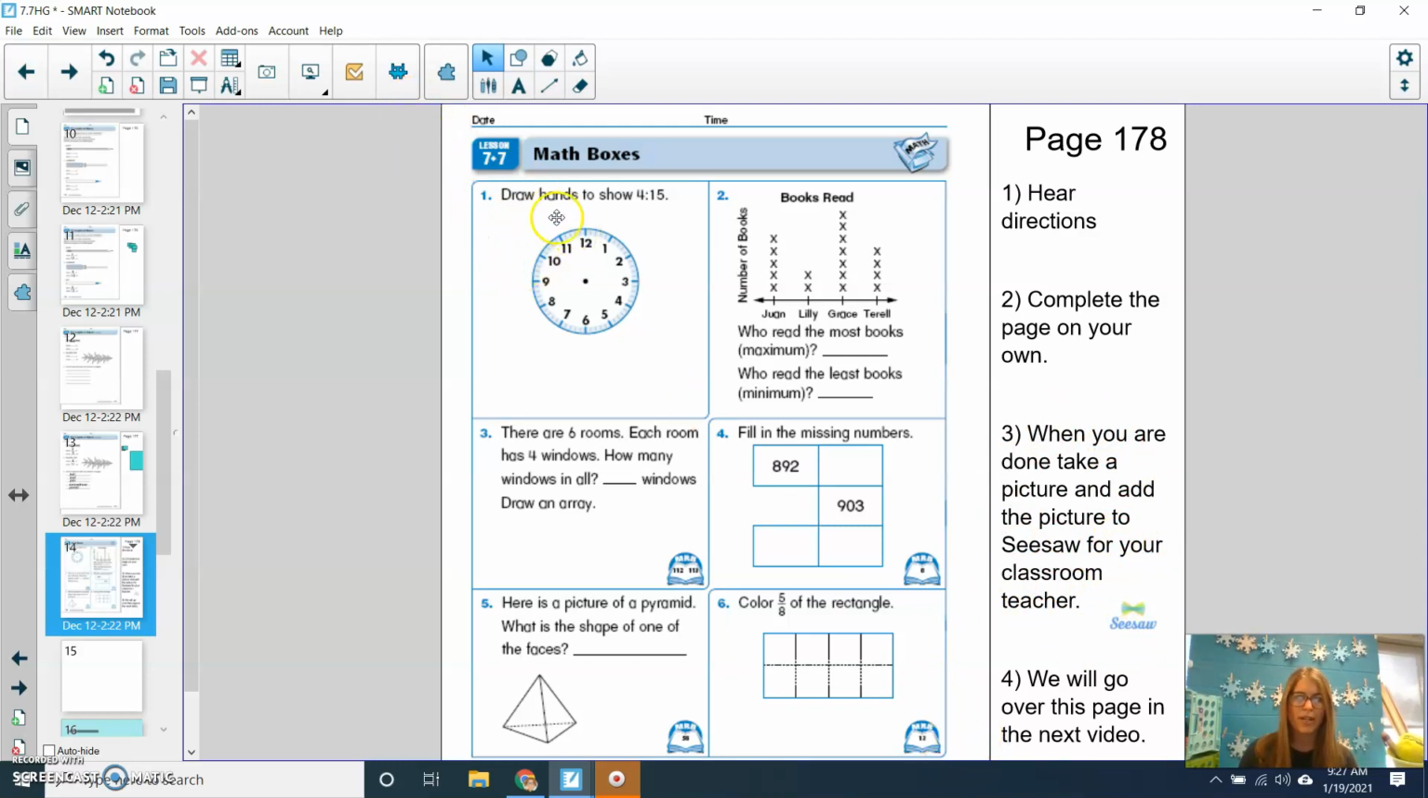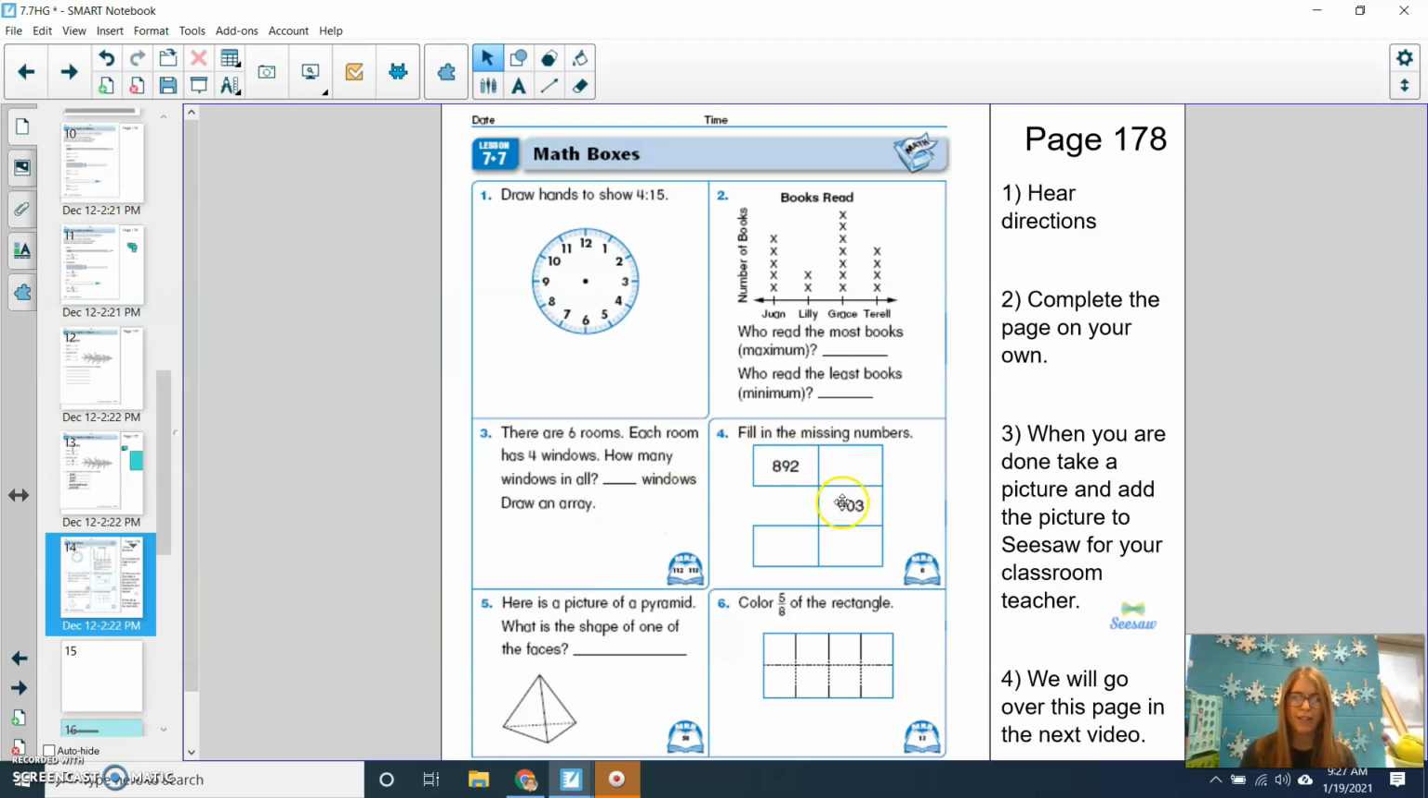So for question number 1, draw hands to show the time 4:15. For question number 2, use the chart, and then who read the most books, or the maximum, and then who read the least books, or the minimum. For question 3, there are 6 rooms. Each room has 4 windows. How many windows in all? And you can create an array to solve that problem.